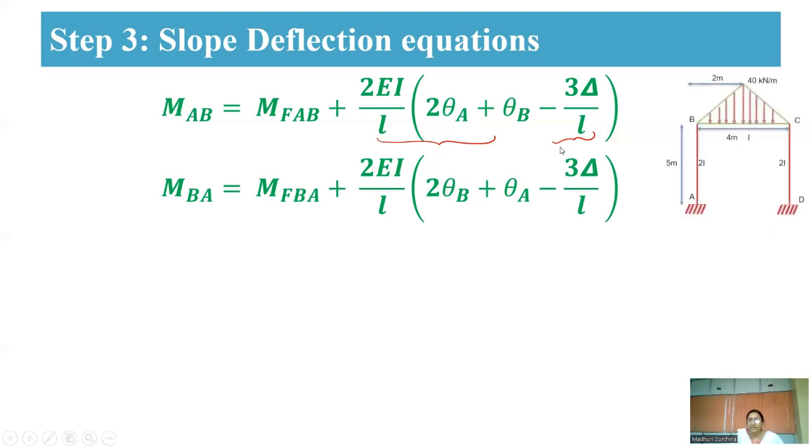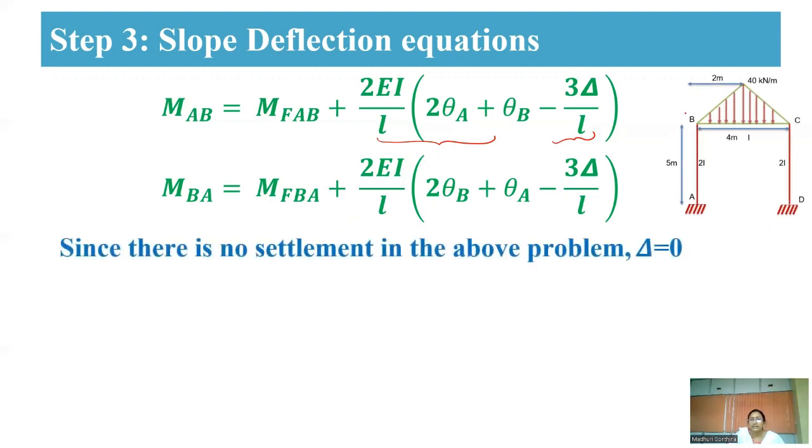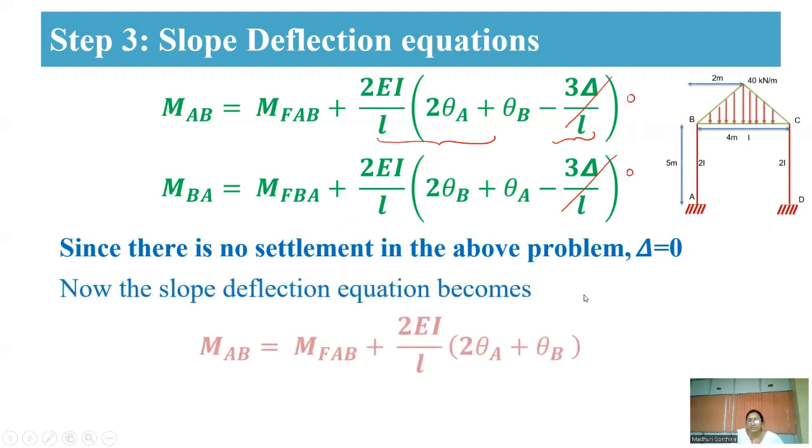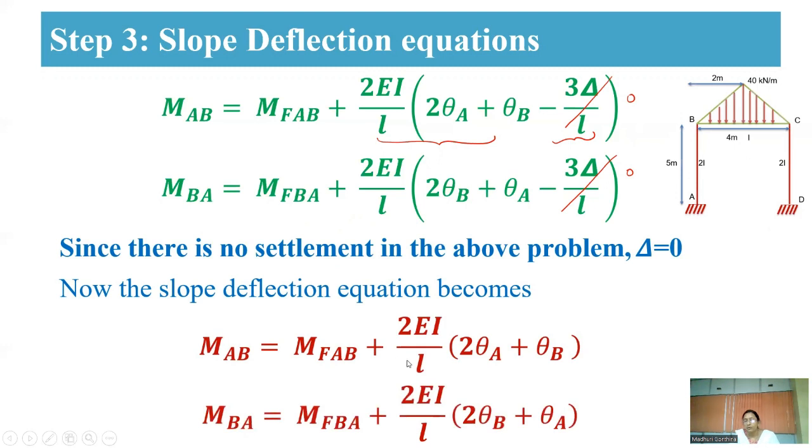In this problem, as we already told, there is a no sway condition. So the delta will be 0 in this case. Therefore, the slope deflection equations will become like this: only fixed end moments plus moment due to the rotation only. You are going to substitute into the equations for all 3 members, that is AB, BC and CD.